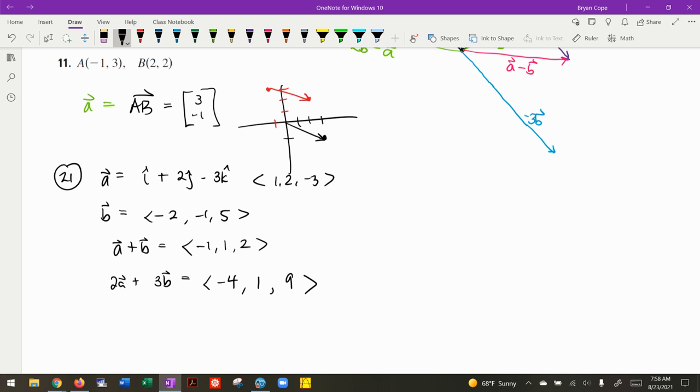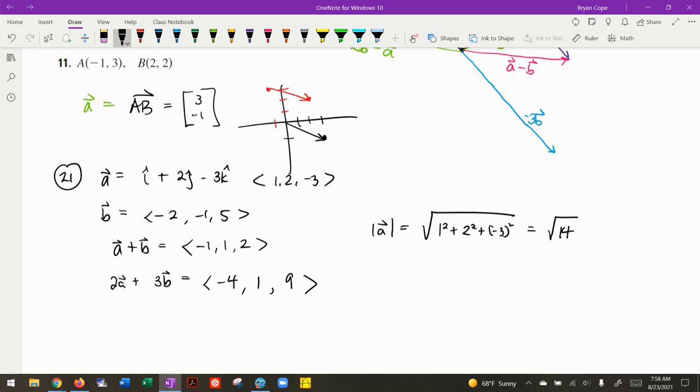Our next question is the magnitude of A. So magnitude is square root of each component squared and then summed. So we've got 1 squared plus 2 squared plus -3 squared. 9 plus 4 plus 1 gives us root 14 is our answer to that one.